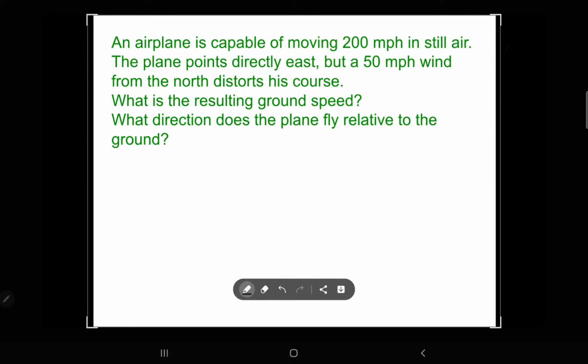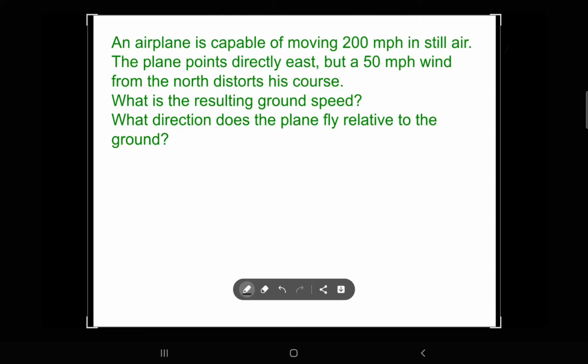Okay, so this is another question that is related to relative velocity. Read the question first. An airplane is capable of moving 200 miles per hour in still air. The plane points directly east, but a 50 mile per hour wind from the north distorts this course. What is the resulting ground speed? What direction does the plane fly relative to the ground?